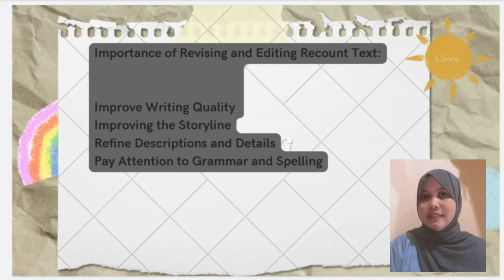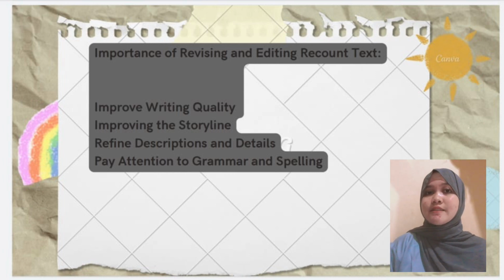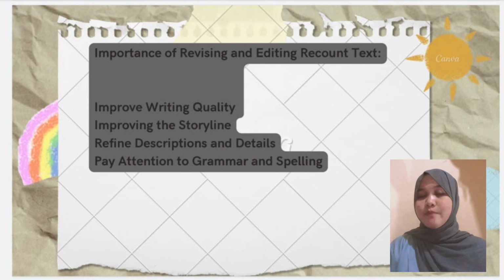The third is refine description and detail. Revision and editing allow you to improve the description and details used in your recount text. You can add vivid descriptions and use the senses of sight, hearing, smell, feel, and taste. This will make the story more interesting and help the reader understand and connect with the experience being told.